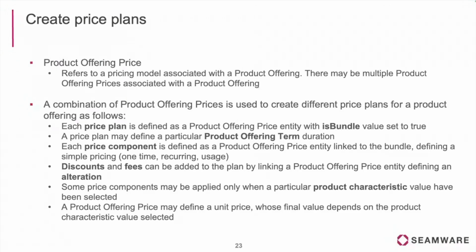When the user selects what he wants and we process the product order, we only apply the price component who matches the value we have selected. So we have two price components, but only one of them is applied, the one that matches. If we have selected 128, we select the 1,000, and if we select 256, we select the 1,500. Okay, so with this combination of price components that may or may not be linked to values of the product specification characteristics, you can create complex price plans.